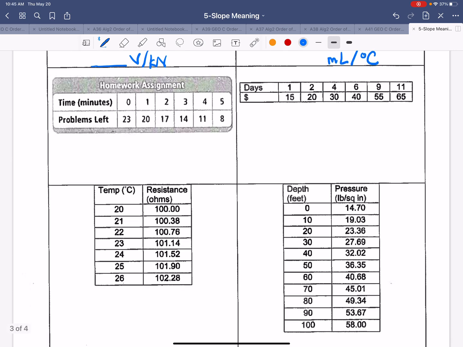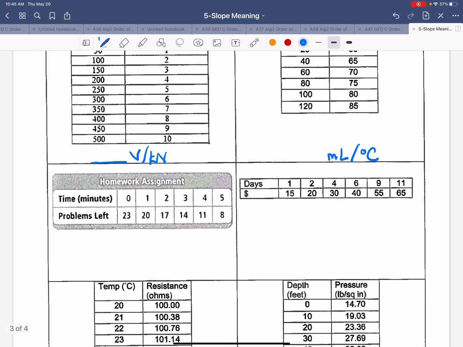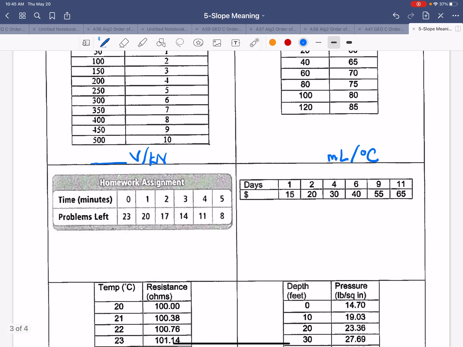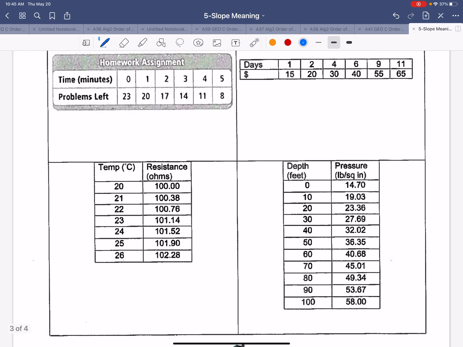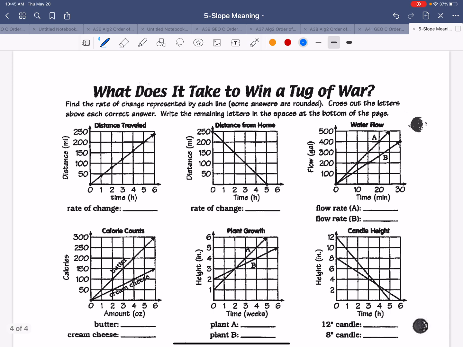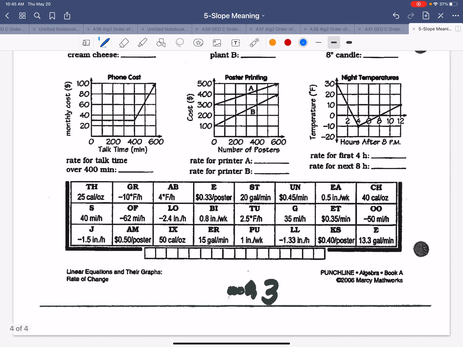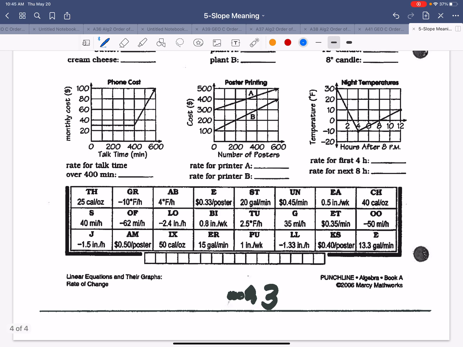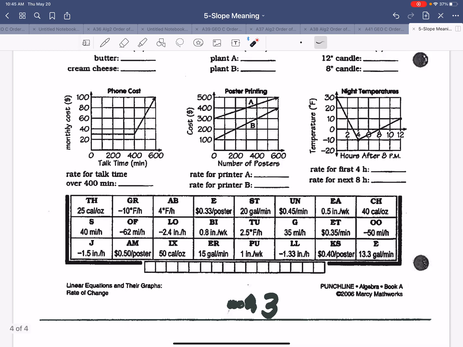So that's 6 problems where you have to find the slope and interpret it. This will be dollars per day. This will be problems per minute. This will be ohms per degree Celsius. This will be pounds per square inch per foot. And then over here, same general idea, but you're using rise over run. And it's going to be funny. There's going to be a riddle, not a rhyme. It's going to be really super funny.